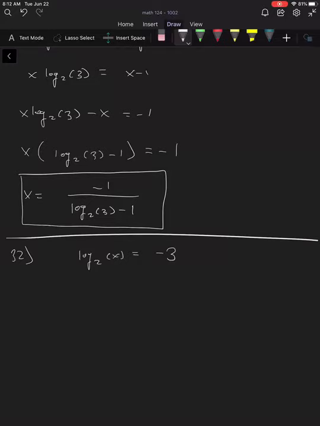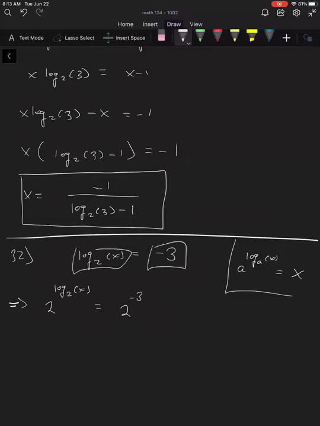Whenever we're doing these problems, we want to use this property, that a to the log base a of x is equal to x, where this is the power of a. So we look at this equation, log base 2 of x is equal to minus 3. We look at our log and see what our base is. Our base is 2. Then we're going to take 2 and raise it to both sides of the equal sign. So we write 2 to the log base 2 of x on the left-hand side, and on the right-hand side, 2 to the minus 3. So we're taking 2 to this power and equaling it to 2 to this power.